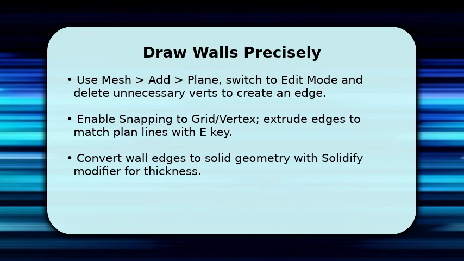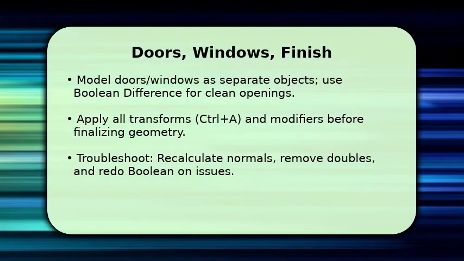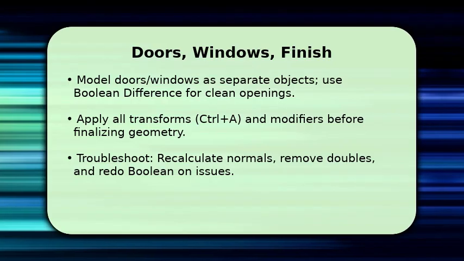Finish by placing doors and windows into the wall openings you cut. You should model them as separate objects and use Boolean difference or precise Boolean-friendly geometry for clean intersections. Make sure normals face outward.